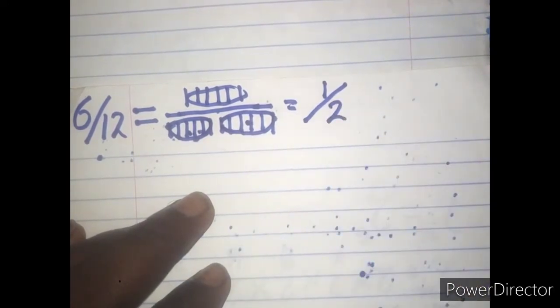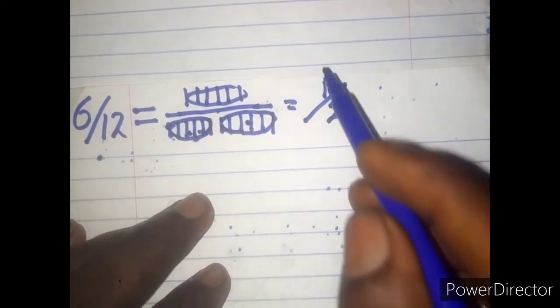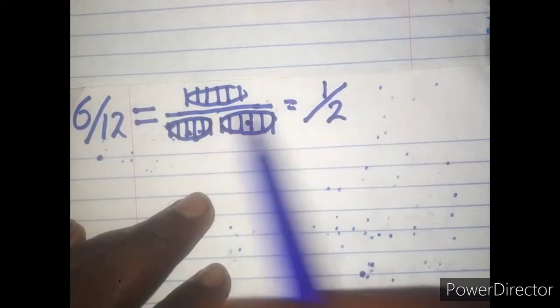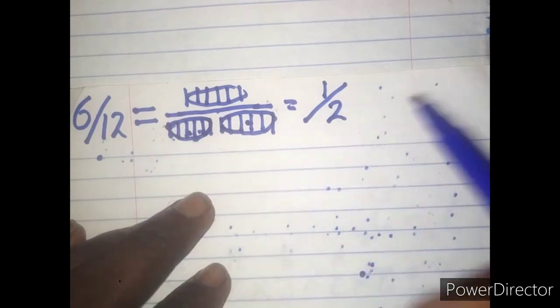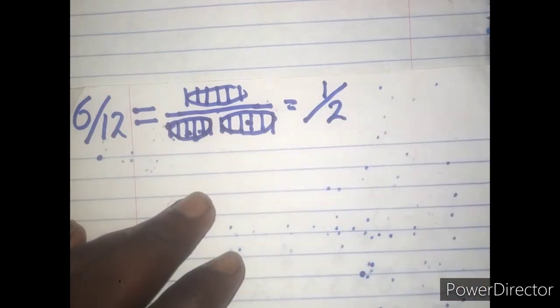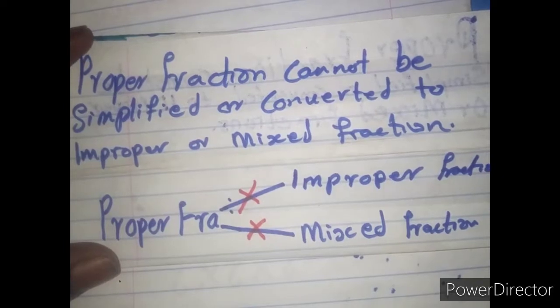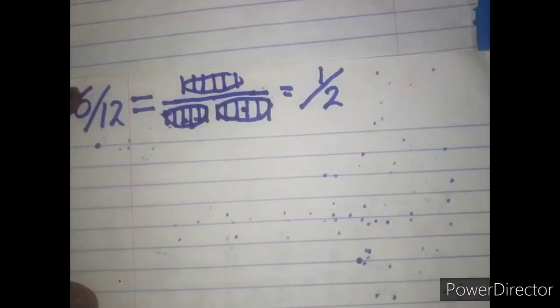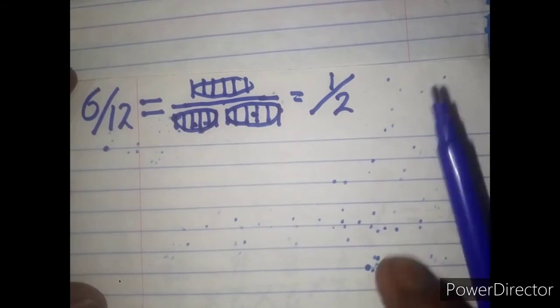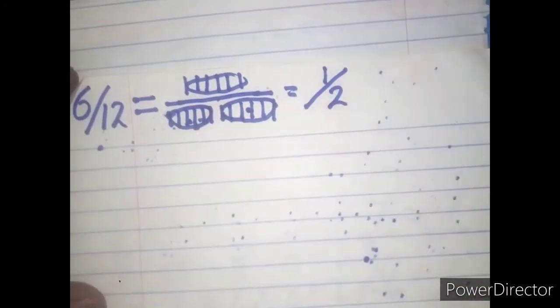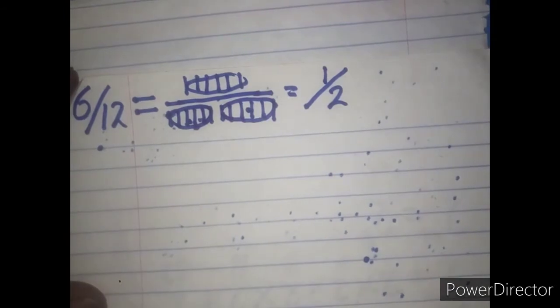So it's very, very simple. 6/12 is equal to 1/2 when you simplify. This is the method to simplify things like this. Remember I told you earlier, proper fractions cannot be simplified or converted to improper or mixed fractions. So 1/2 is still in proper form, because the denominator here is bigger than the numerator.